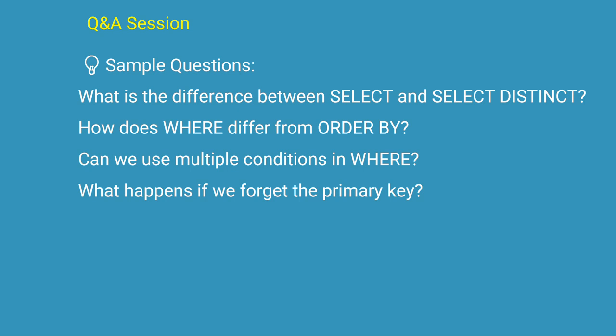Let us go through some common questions. Select retrieves data while select distinct removes duplicates. Where filters rows, order by sorts them. Yes, you can use multiple conditions in where. And without a primary key, duplicate records can cause serious issues.